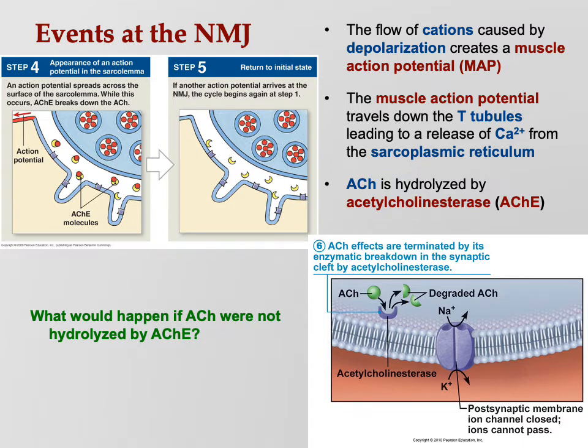It would flow along the terminal cisterns. It would keep opening the calcium release channels. The calcium would keep flowing out into the sarcoplasm. It would keep moving the troponin and tropomyosin complex out of the way. The myosin head would keep binding to the actin filament. It would keep causing the power stroke, and the muscle would contract for the rest of your life.